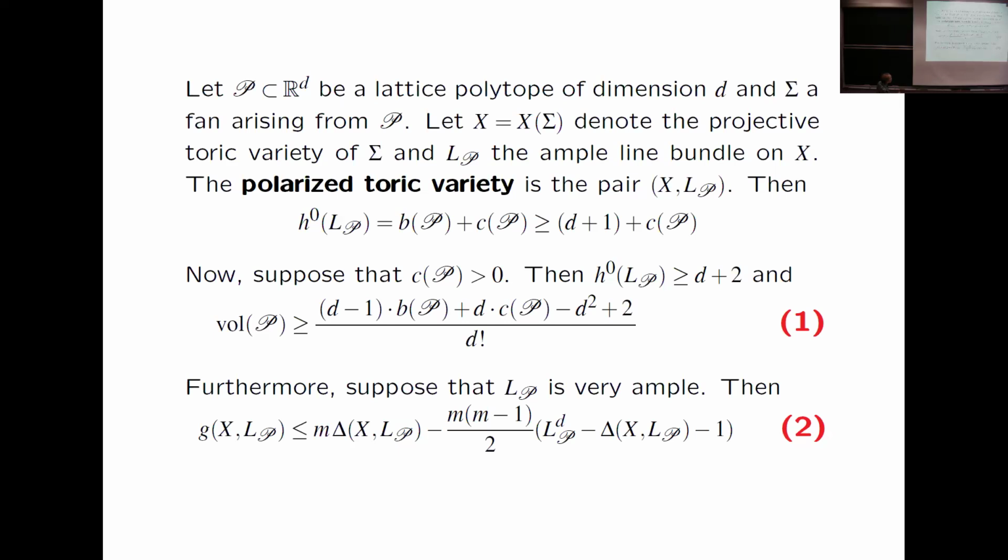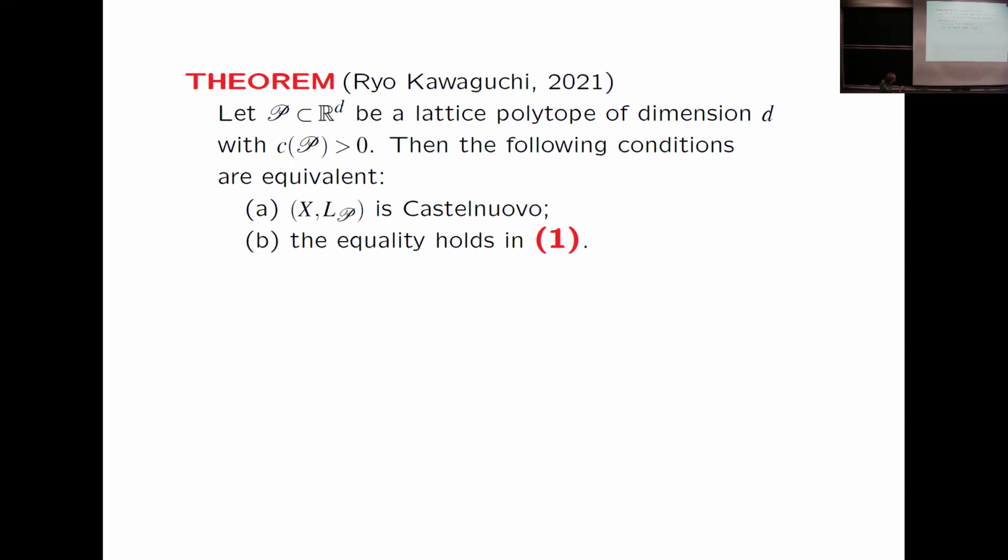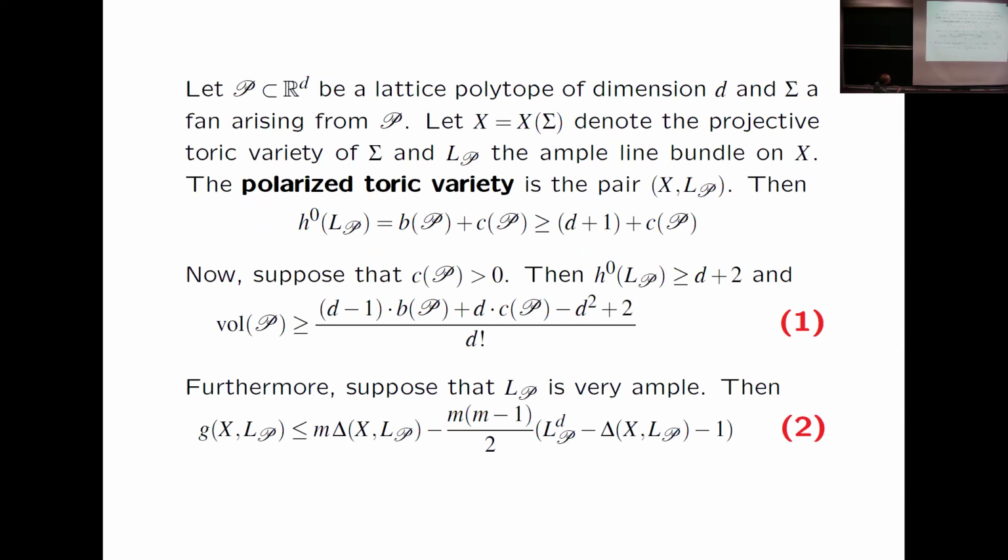This is the volume of P, an inequality for toric varieties. Recently, Kawaguchi showed the following. Suppose that P is a lattice polytope of dimension D, and C_P is the number of lattice points in the interior, so P has at least one lattice point in the interior. Then he proves the following. X_{L_P} is Castelnuovo, by definition, if h0(L_P) is at least D plus 2, L_P is very ample, and the equality holds. Then we call X_{L_P} Castelnuovo.